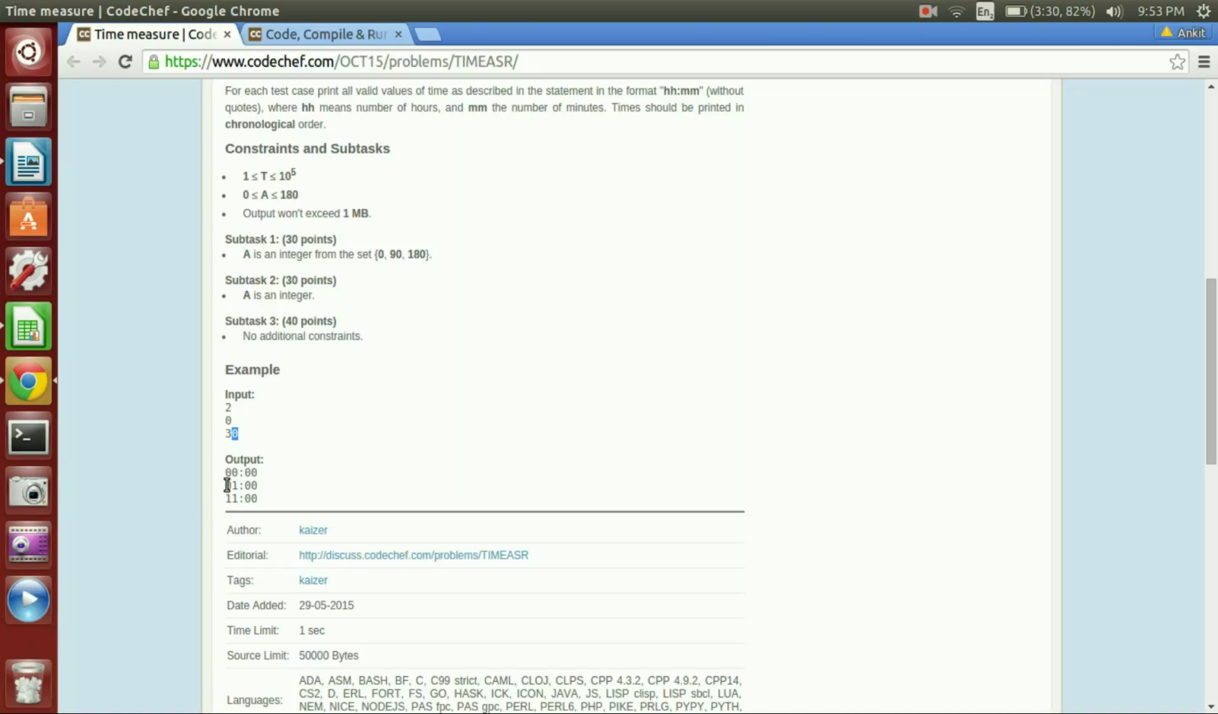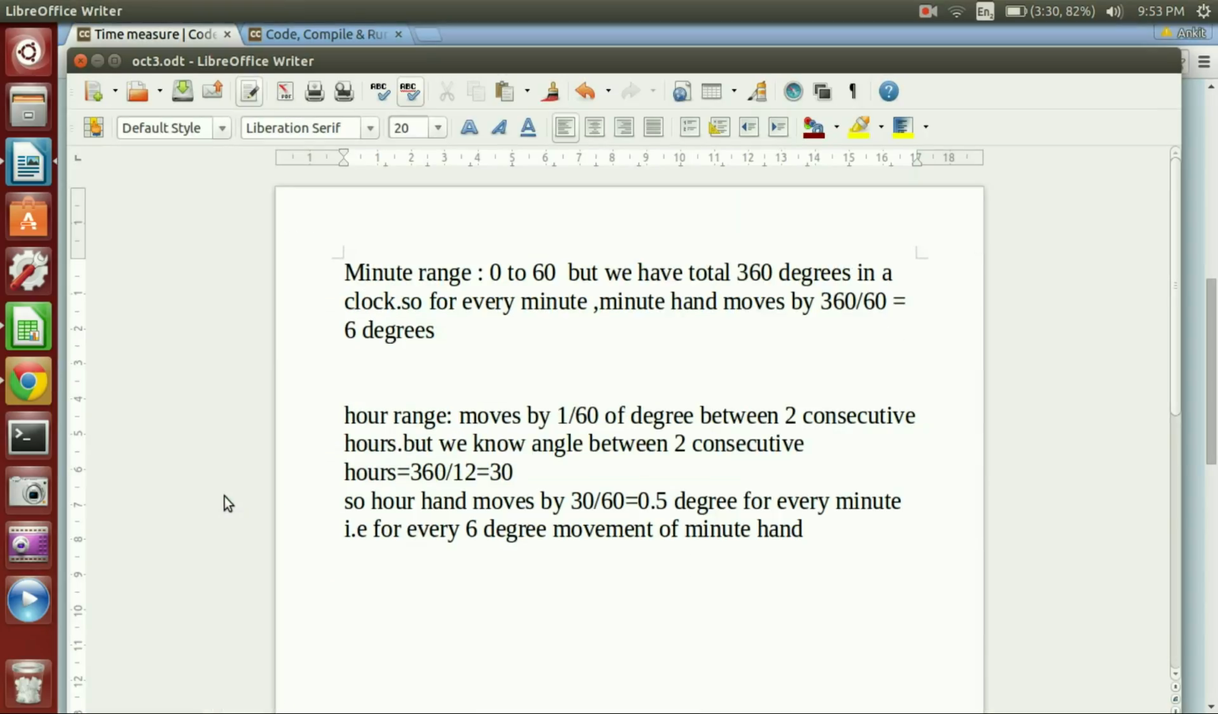So for that we have these two answers. We are supposed to print these answers. Before continuing with the problem, we need to understand some basic concepts.